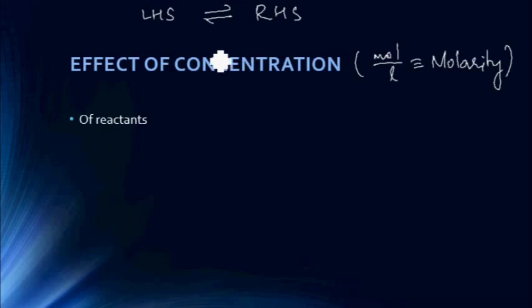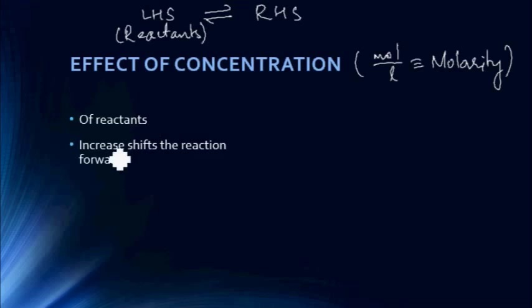So what happens if I change the concentration of my reactants? Either I can increase their concentration or decrease their concentration. If I increase the concentration of my reactants, my reaction shifts in the forward direction. What do I mean by that? Right now the system is at equilibrium. That means that the rate of forward reaction is equal to the rate of backward reaction, so RF is equal to RB at this moment.